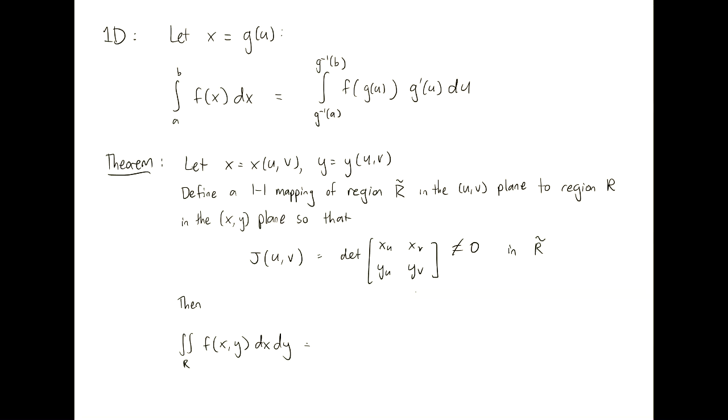Then the integral transform is the integral from my old region R to my new region R tilde of f of x of u, v, y of u, v. So this is going to be a function of u and v, because it's f of x and y, but x and y are functions of u and v, times the absolute value of the Jacobian, du dv. So this is the absolute value of the determinant. That thing is always positive. It's just a scale factor.